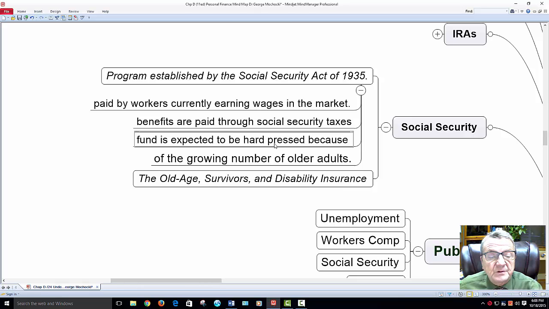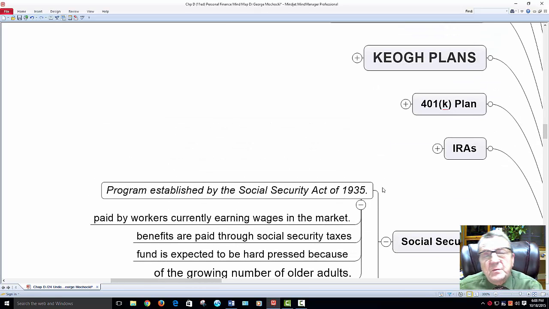Funds are expected to be hard pressed because of a growing number of older adults. Old age, survivor, disability. As the baby boomers are getting older, we didn't have as many kids. My mom had 8 of us. Now most people only have 1 or 2 kids. You know what I mean? I had 3, but now people are having fewer and fewer kids.